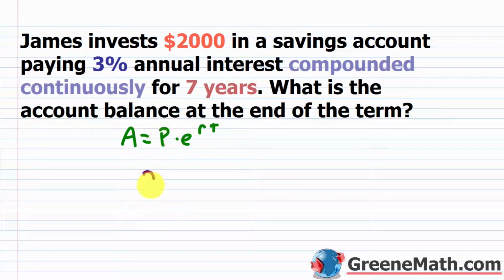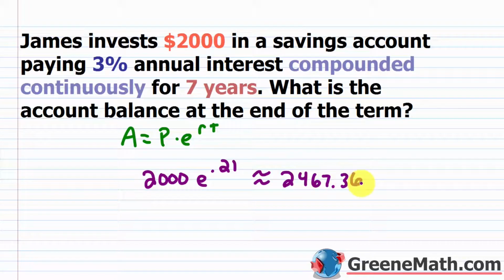So for P, I have 2,000. Then times e raised to the power of r times t. In this case, the rate is 3%. So as a decimal, it's 0.03. And then the time in years is 7. So it's times 7. So basically, 0.03 times 7, just think about 3 times 7, that's 21. You'd have 2 decimal places there, so it would be 0.21. And if you punch that up on a calculator, you're going to get approximately $2,467.36. So if you wanted to make a nice little sentence, you can.